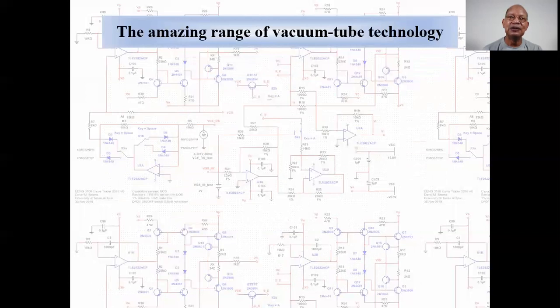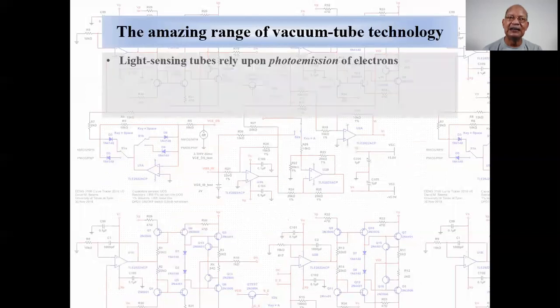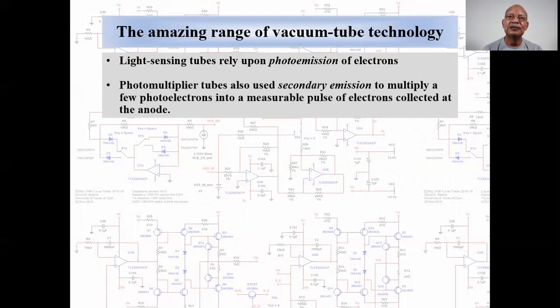Let's look at optical developments with tube technology. Light sensing tubes use cold photocathodes, materials that emitted electrons when they absorbed light photons. This was known as the photoelectric effect. A special phototube, called a photomultiplier tube, also used secondary emission to achieve great sensitivity.